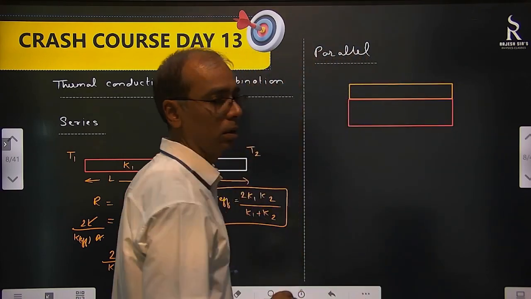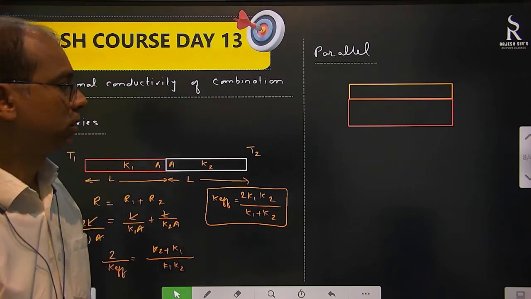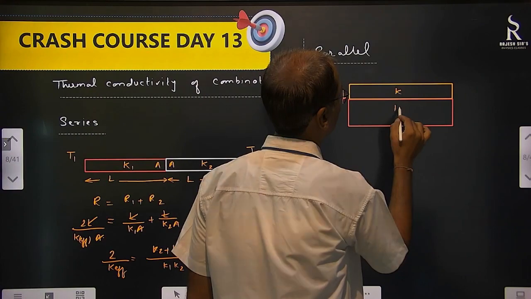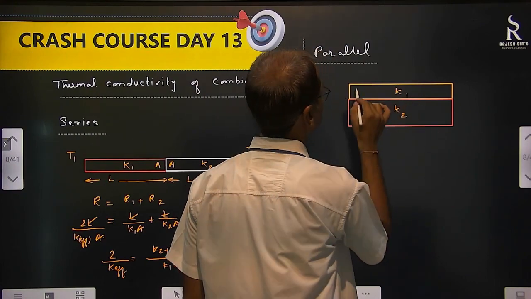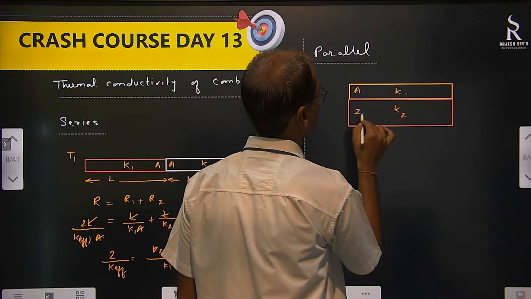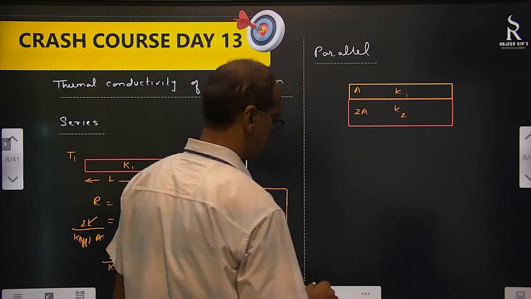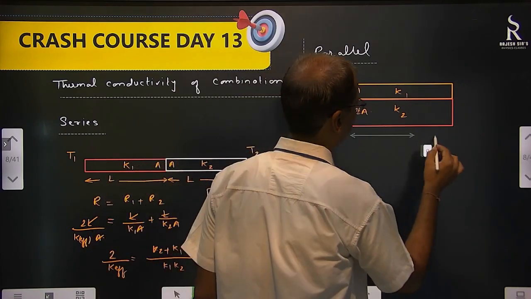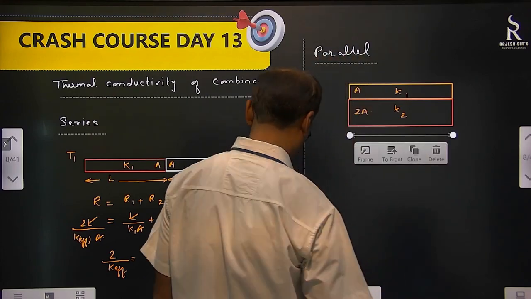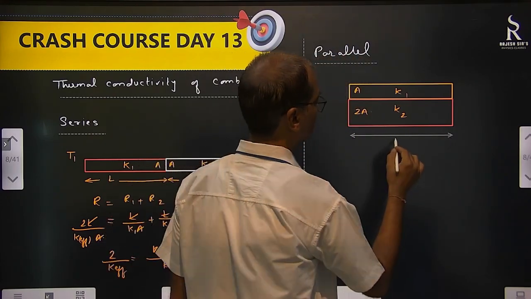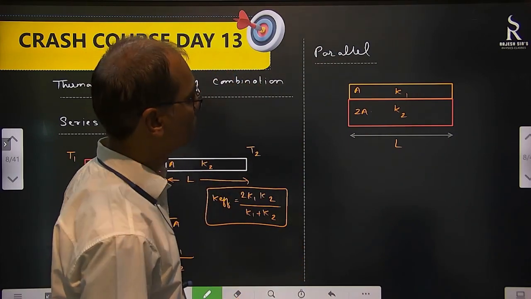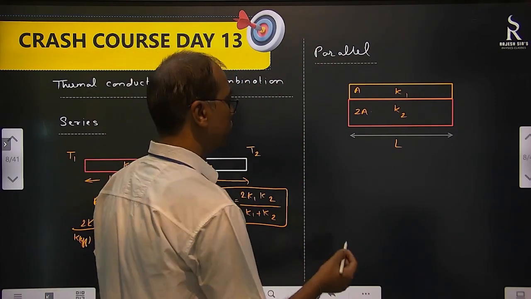Okay, so these are two resistors. This is K1, this is K2, and its area, let's say, is A, and the other is 2A. Length you can say is L. Here the length is the same, it has to be. Then what else? That's it. So in this one, what is the resistance?